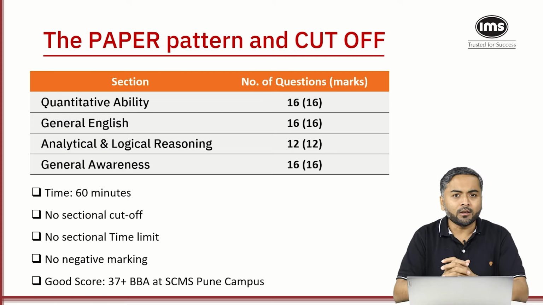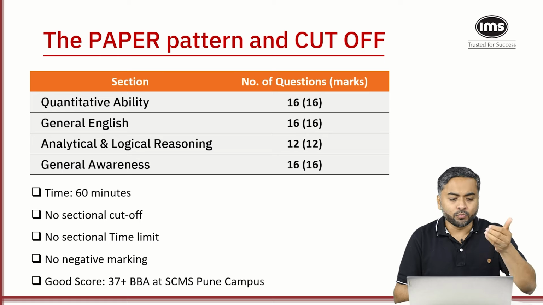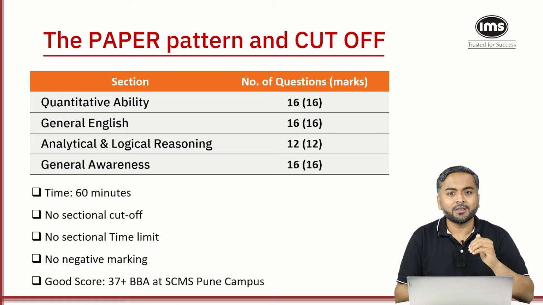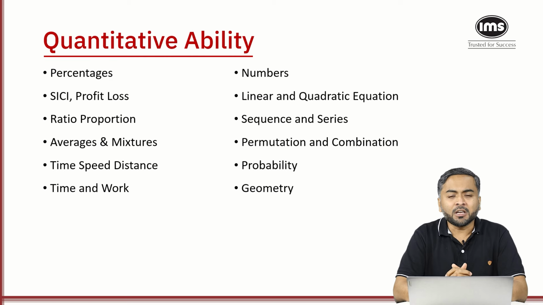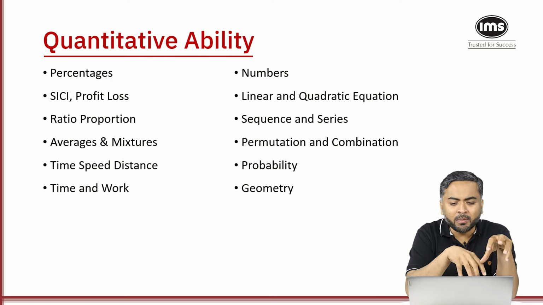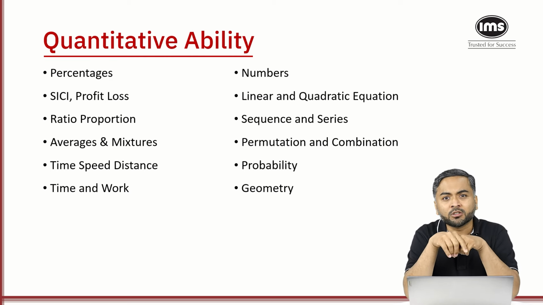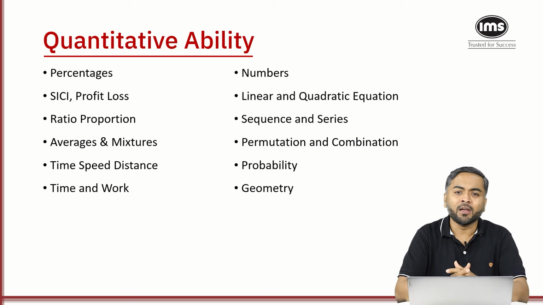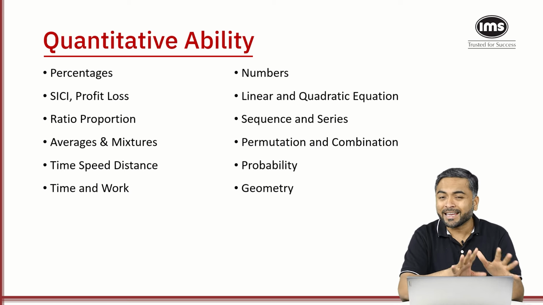Now let's look at the sectional breakdown. What are the important topics to focus on for each section? If we talk about quantitative ability, it is generally heavily dominated by numbers, arithmetic, and permutation combination and probability. They will not ask you questions on functions, logarithms and inequalities. Difficult questions on trigonometry and statistics are generally not tested in the SET entrance test.